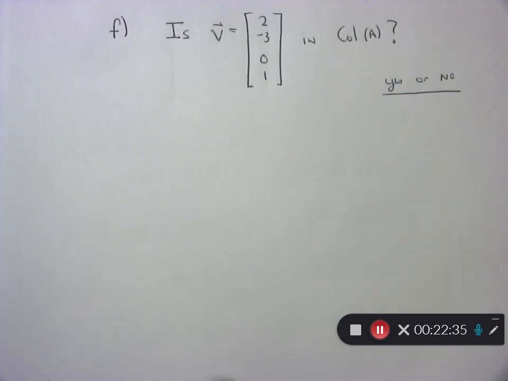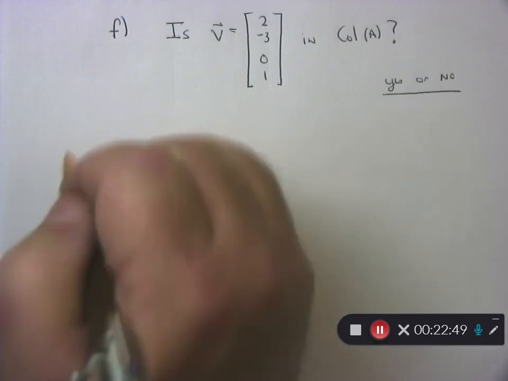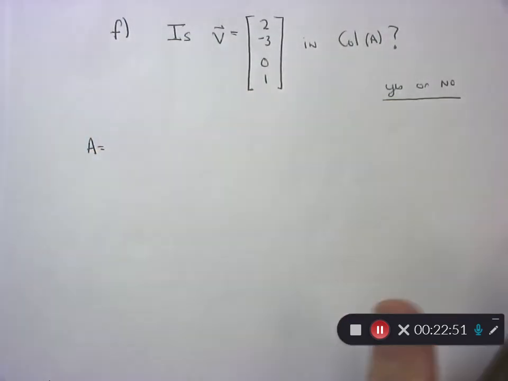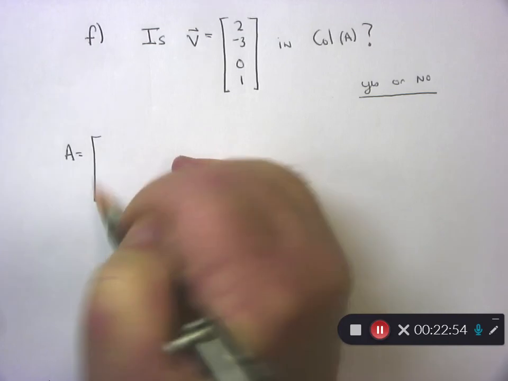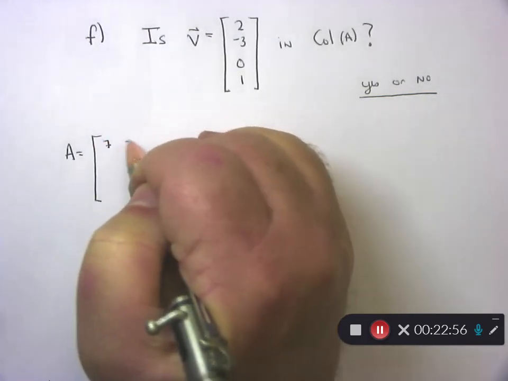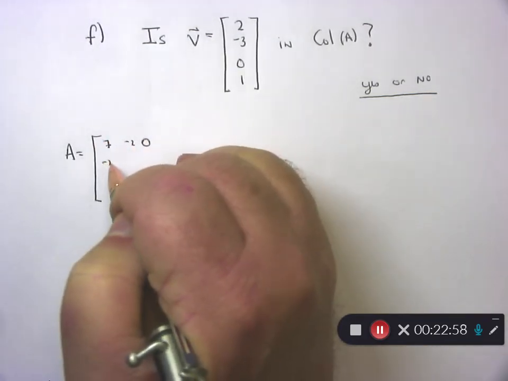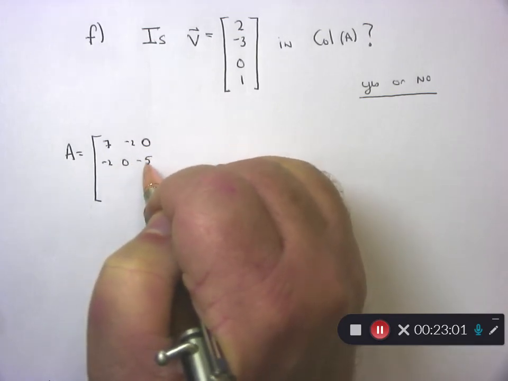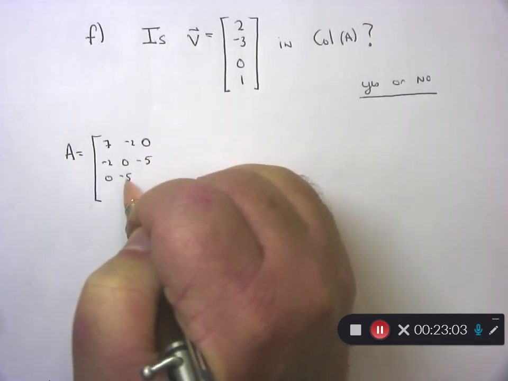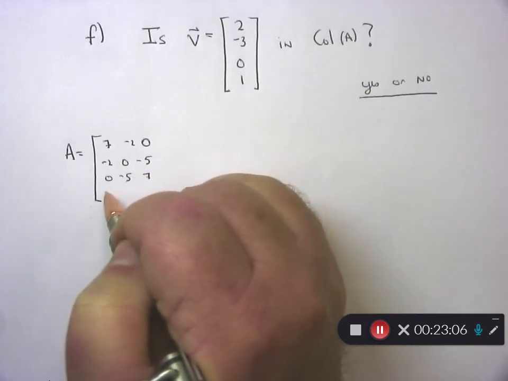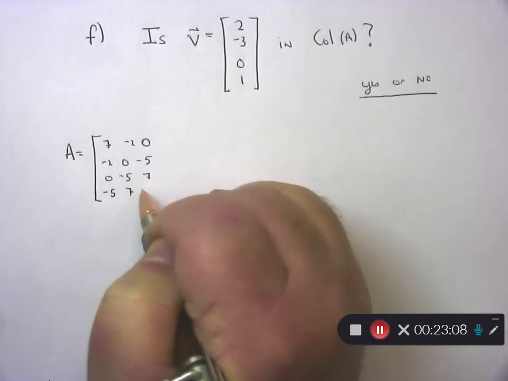This one, in the same context of the problem: is V, 2, negative 3, 0, 1, in the column space of A? Again, better write it down because I've changed papers here. What was A equal to? A was the matrix 7, negative 2, 0, negative 5; negative 2, 0, negative 5, 7; 0, negative 5, 7, negative 2.